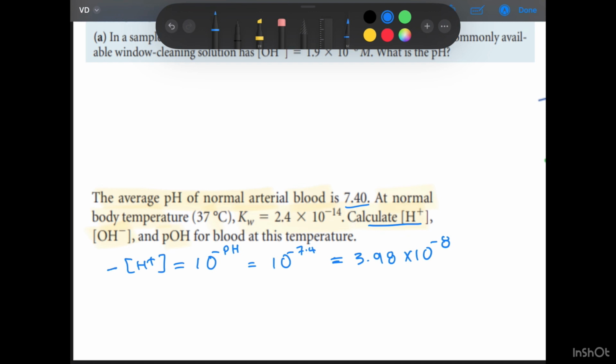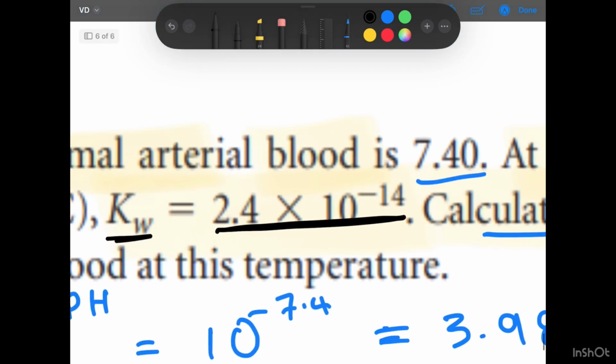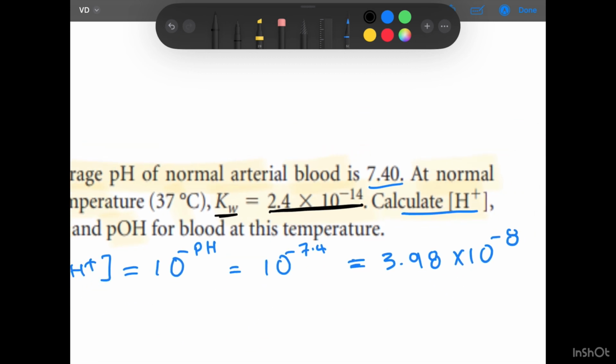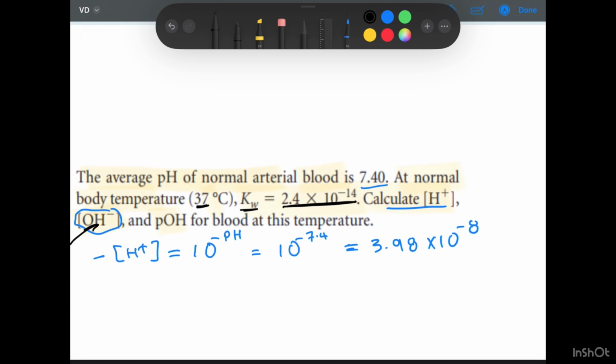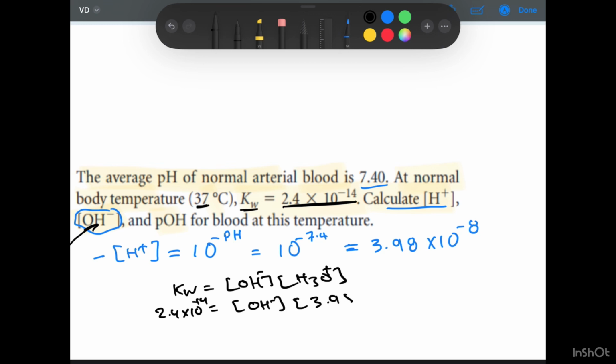The second part is asking me to calculate the concentration of OH, which is calculated from the value of Kw. You can see that the Kw is not the same as at 25 degrees. It's greater because the temperature here is higher than 25. So Kw is equal to the concentration of hydroxide multiplied by the concentration of H3O plus, and it's equal to 2.4 times 10 to the power negative 14. Here the OH is the unknown, and the concentration of H3O plus is equal to 3.98 multiplied by 10 to the power negative 8.